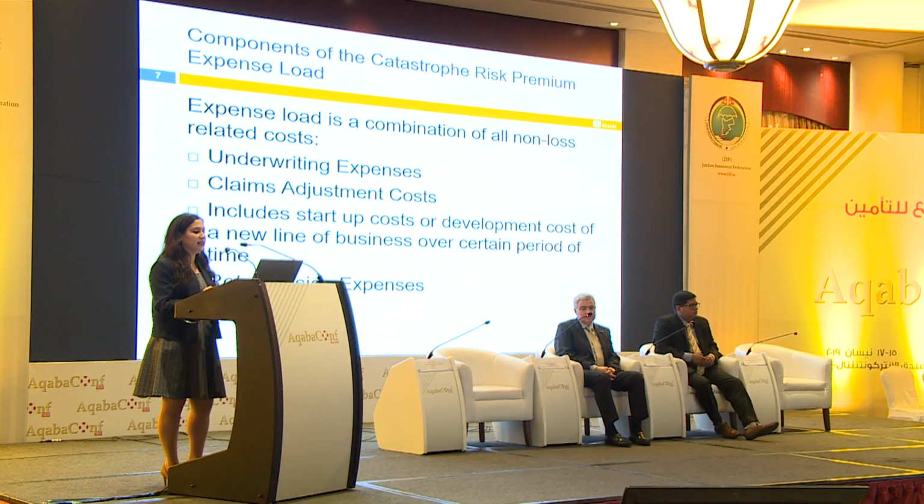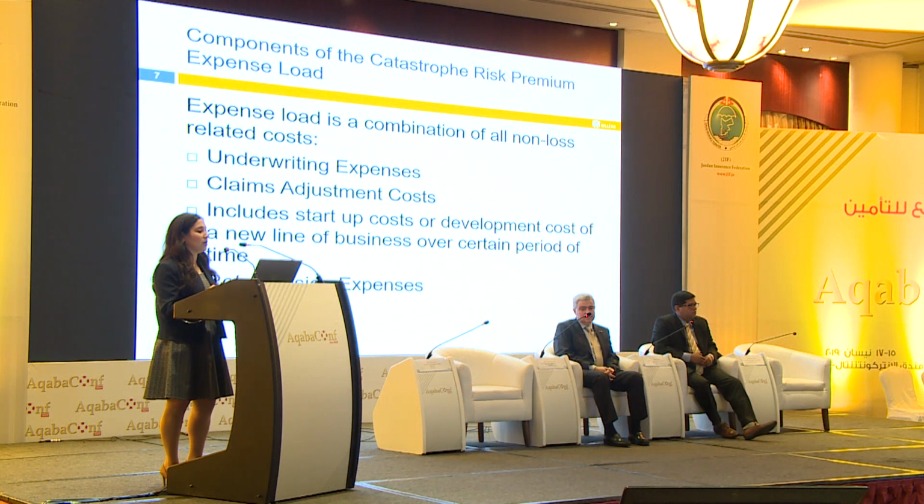And the second part of the catastrophe risk premium, as we mentioned, is the expense load. The expense load is a combination of all non-related costs, like the underwriting expenses and the claim adjustment costs. It is to some extent inclusive of the startup costs of a newly established company, but that takes just a couple of years' time. And also, for a reinsurance company, the retrocession expenses will be reflected in the expense load for the insurer as well.